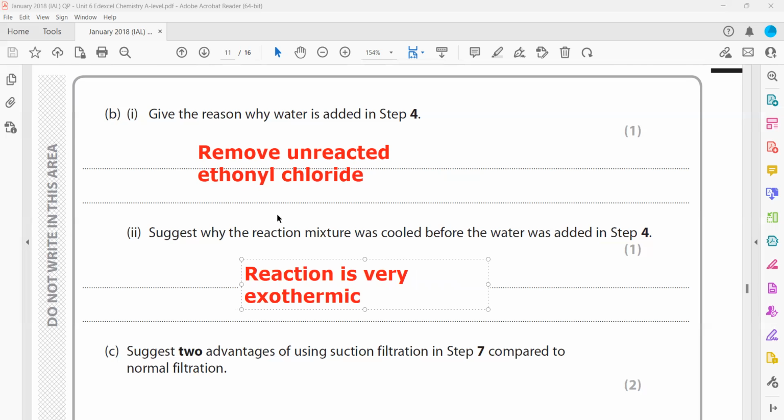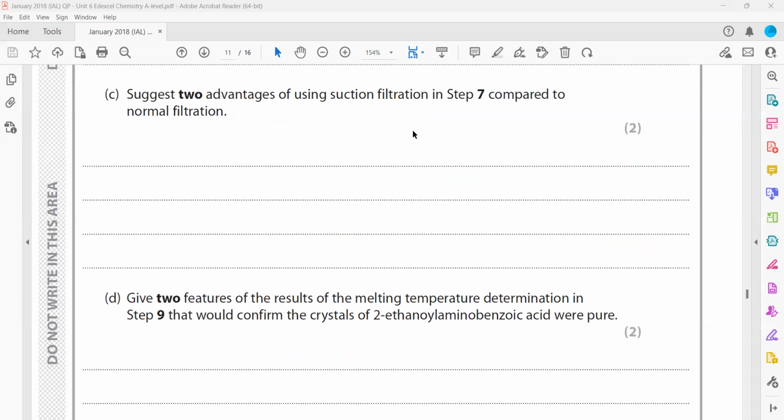Suggest 2 advantages of using suction filtration in step 7 compared to normal filtration. Number 1, the first advantage is that it is fast, it will be a fast filtration. The second thing, it will produce a dry solid or dry crystals, as it will remove the maximum amount of liquid. So the first advantage is a fast filtration, and the second advantage is that it will produce a dry solid.